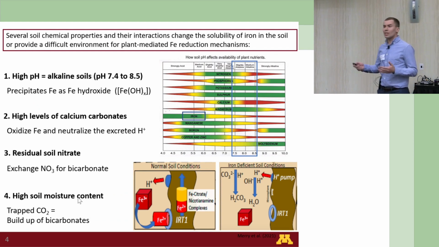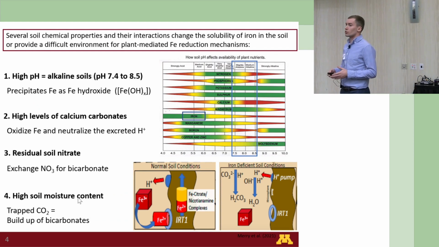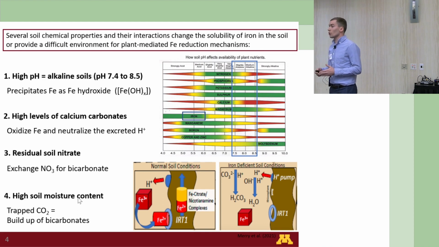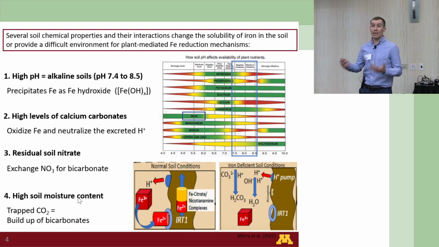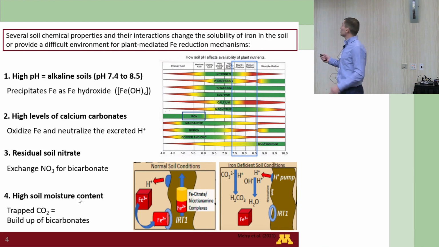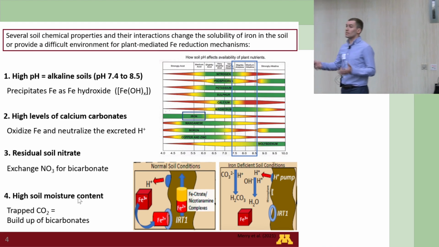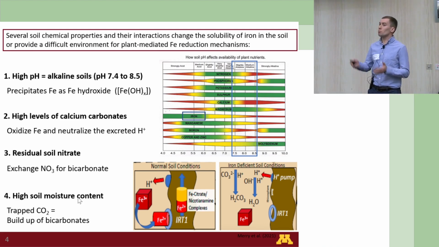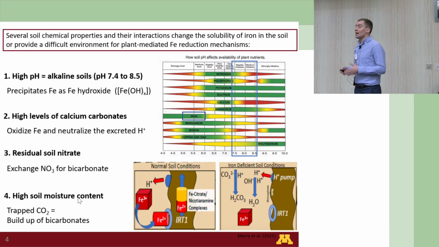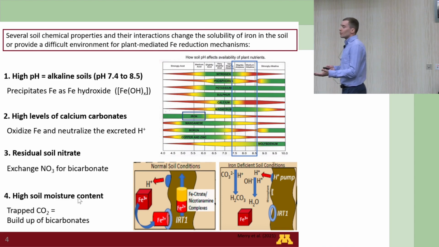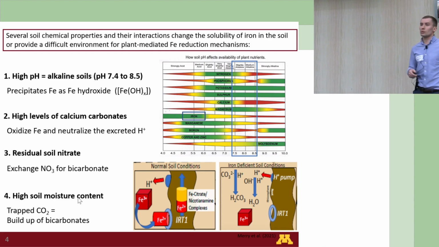But you might also ask, well, what changes the type or the form of iron in the soil? There are several soil chemical factors and their interactions that can change the solubility of iron in the soil or provide a difficult environment for plant-mediated iron reduction mechanisms, and one of them is high soil pH. In alkaline soils with a pH ranging from 7.4 to 8.5, iron precipitates as iron hydroxides. The problem is that these iron hydroxides have very low solubility in the soil, reducing iron availability and causing deficiencies.